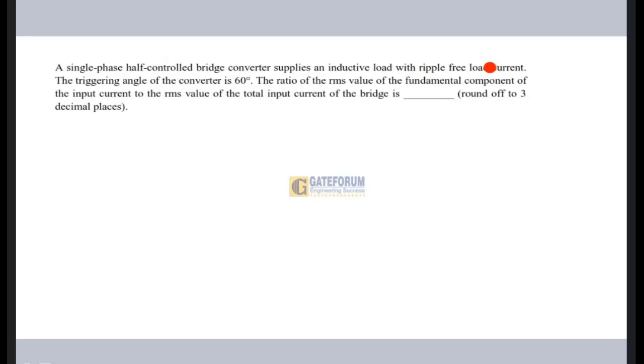Hello students. So this particular question was asked from the power electronics section in your GATE 24 EE paper. In this question, they are asking that a single phase half controlled bridge converter supplies an inductive load with a ripple free load current. So they have given you that it is a semi converter, that is a half controlled converter, not fully controlled.